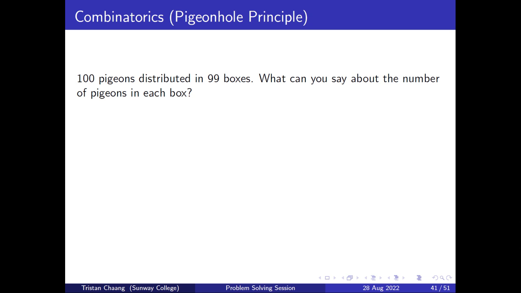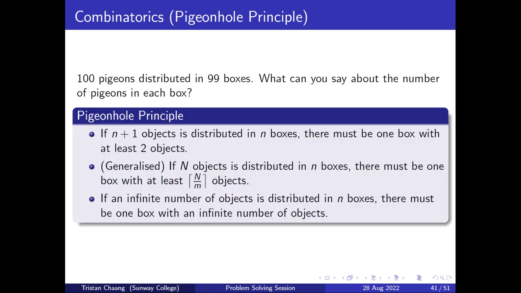There must be one pigeonhole with more than one, right? Because if you want to fill every single pigeonhole with at most one, you only have at most 99 pigeons in total. So that's basically the pigeonhole principle. If you have n plus 1 objects distributed in n boxes, there must be one box with at least 2 objects. Very intuitive, right? Okay.